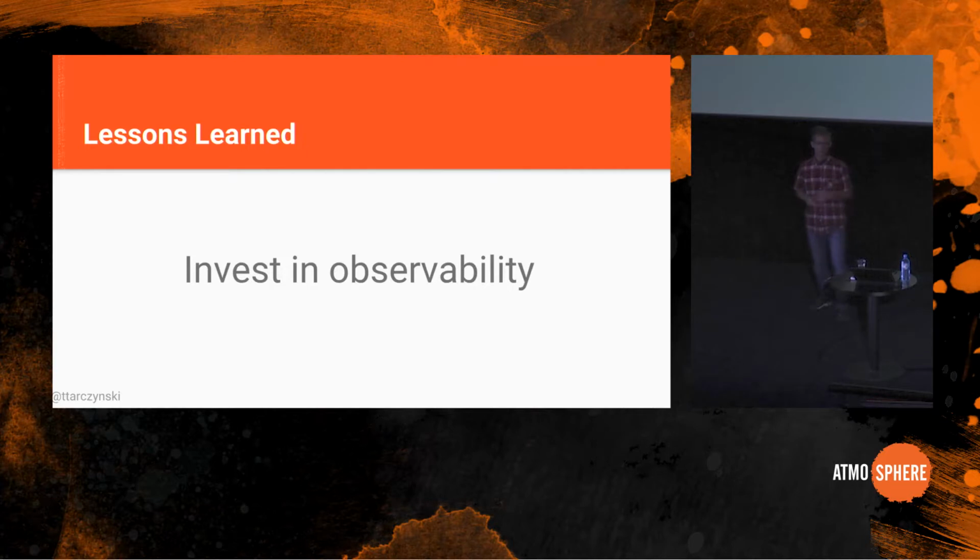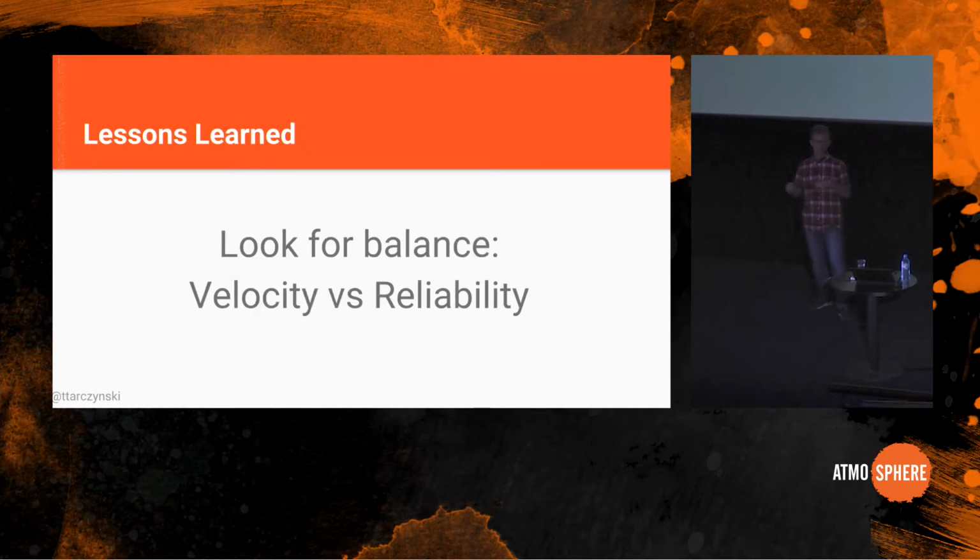We also need to constantly look for the right balance between velocity of delivering changes and reliability of our system. Basically, there's this rule that the faster we try to run, the more probable it is that some accident may happen. So we work constantly on improving both sides here.